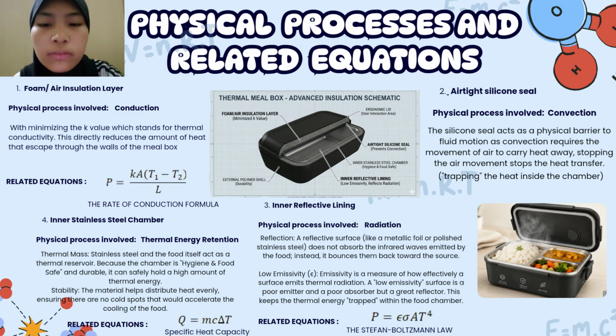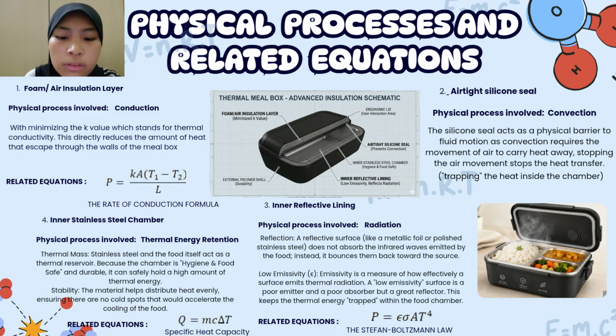Next, the inner reflective lining. The physical process involved is radiation. We divide it into two: reflection and low emissivity. So reflection is a reflective surface, like a metallic foil or polished stainless steel. It does not absorb the infrared waves emitted by the food. Instead, it bounces them back toward the source.